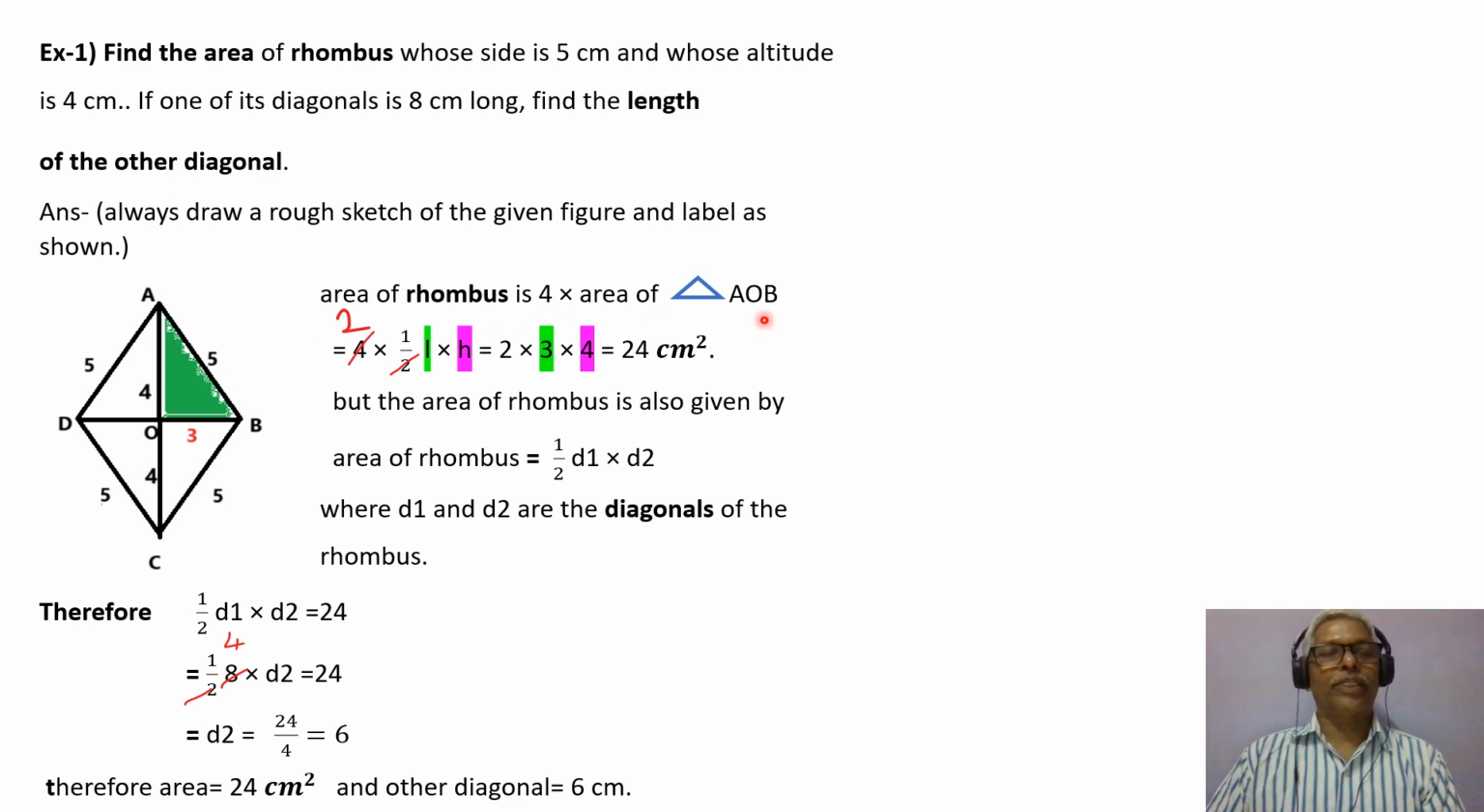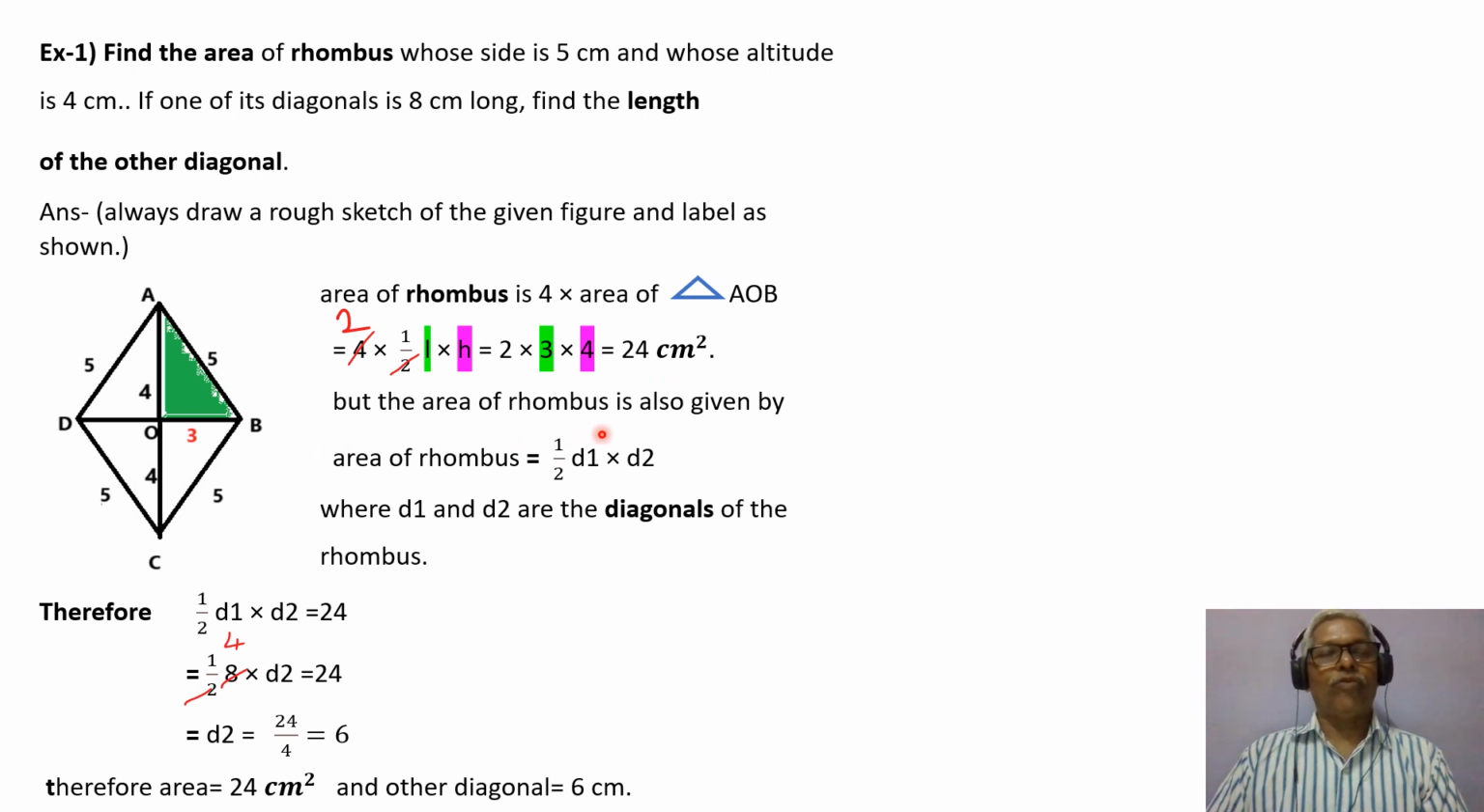So area of rhombus is like this. We go 4 into half L into H, which is the area of a triangle. L, which is green, is 3, H, which is pink, is 4, so half of 4 is 2. So this 2, this 3, this 4, we get 24 centimeter square. Remember, all lengths are in centimeters, so this is 24 centimeter square.